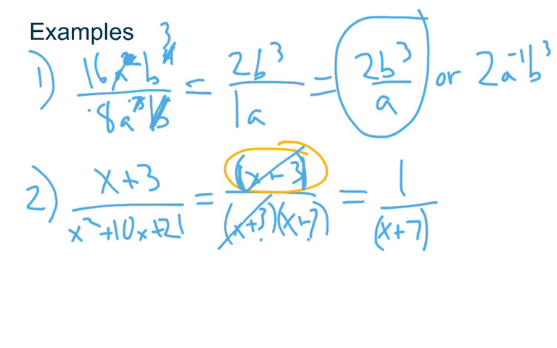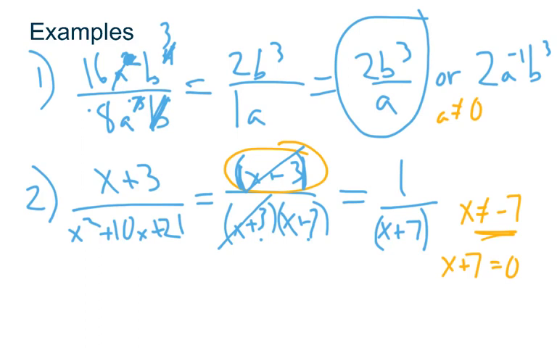And then if you were asked what values you would have to exclude from this: in the first one, a cannot equal 0. And in the second one, x cannot equal negative 7. To do this one right here, I just went x plus 7 is equal to 0, and I solved that in my head to get x equals negative 7, and then realized it can't be negative 7. So that's how we simplify, either using rules of exponents or by factoring.